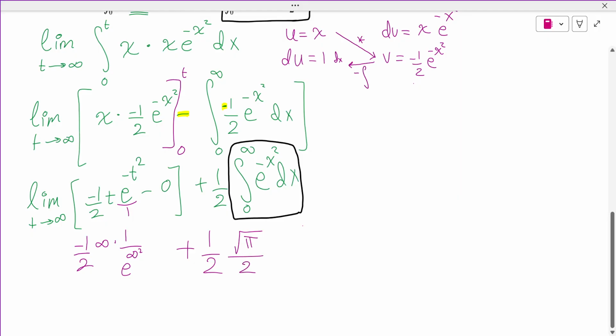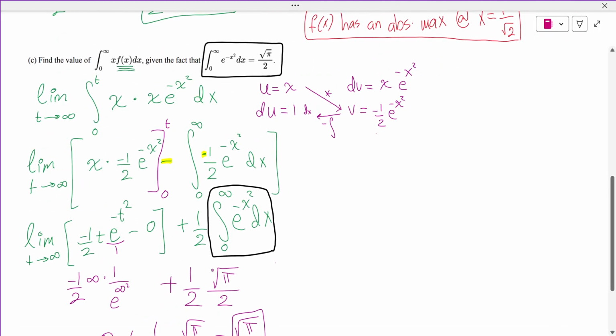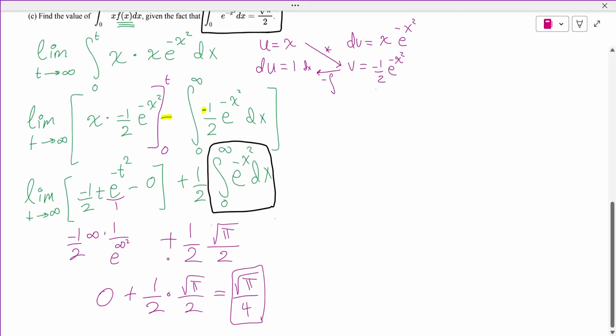Now, if you look at the first term here, it's going to be 0, because e to the power of infinity squared is much stronger than infinity itself, and it's written in the denominator, so something over something really big will be 0. So this is 0 plus 1 over 2 times square root of pi over 2. This is equal to square root of pi over 4. And that would be the final answer. I hope that was clear. This is all for part C. Good luck and see you in the next video.